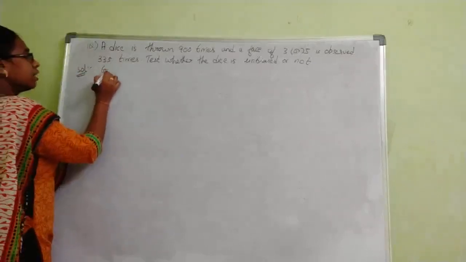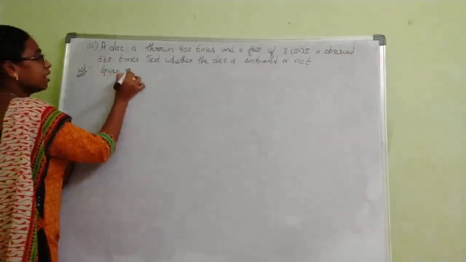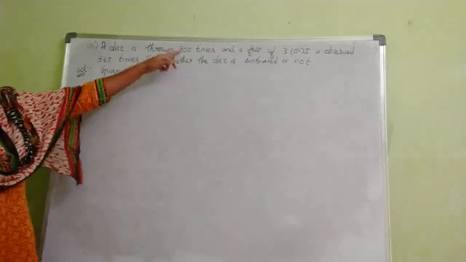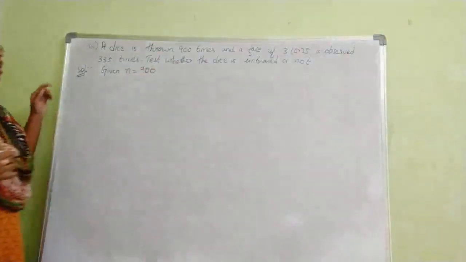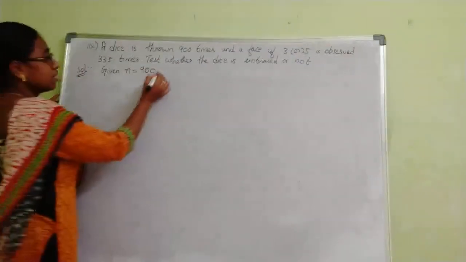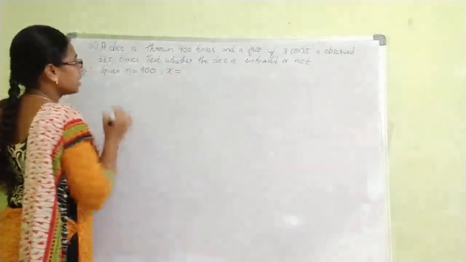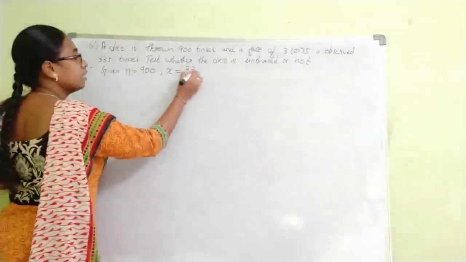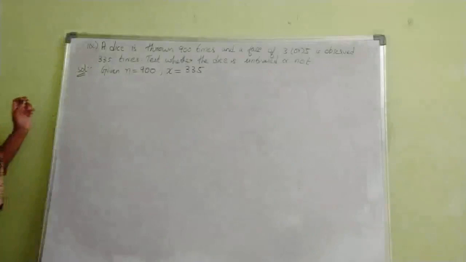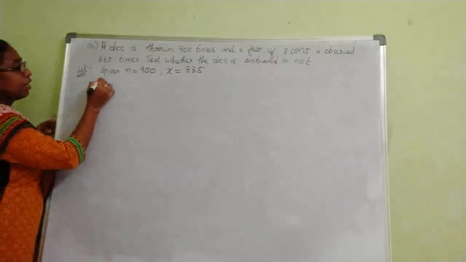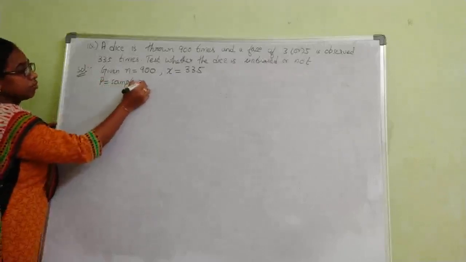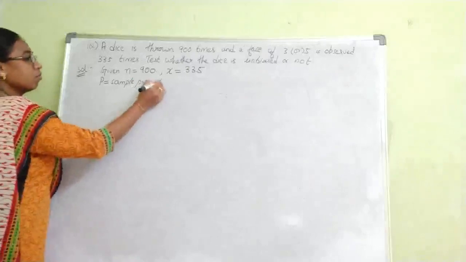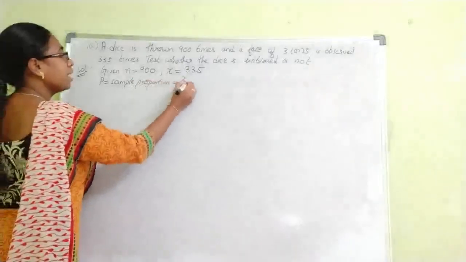First write down the given values. Given n equals total number of independent trials. So how many trials did they make? Total 900 trials. Out of that, 335 are successes. So X equals number of successful trials, that is 335. When X and n are given, you can find out the p value. p equals sample proportion equals X by n.